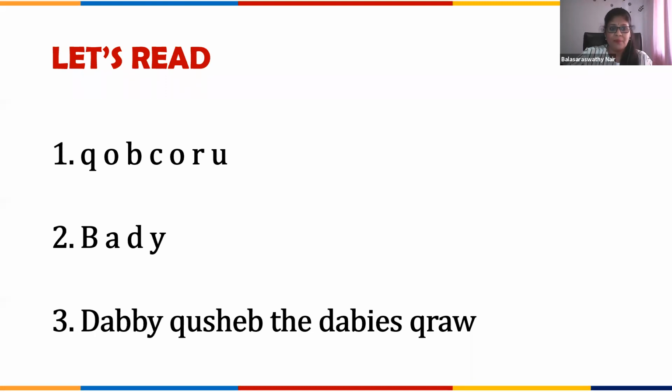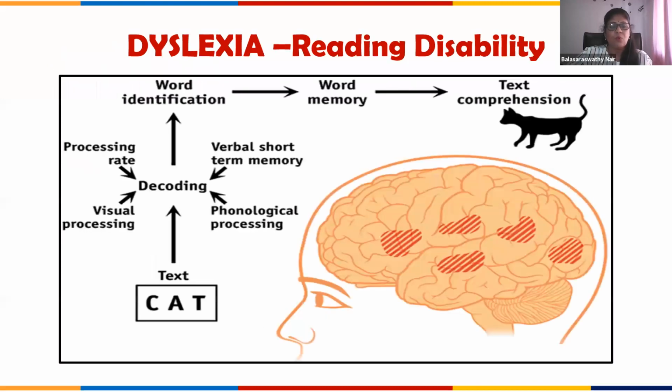How do you expect this child to read it? The second word is baby, absolutely right. And the third sentence is, daddy pushed the baby's pram. So if the alphabets are topsy-turvy, if alphabets are reversals, mirror imaging, that's what the child sees when he tries to read. So what's happening?